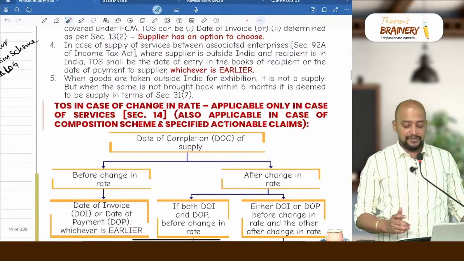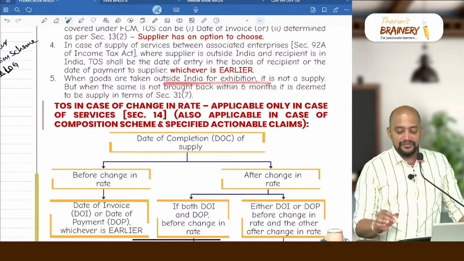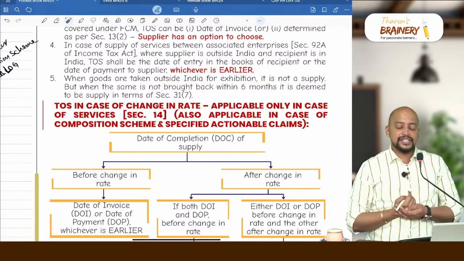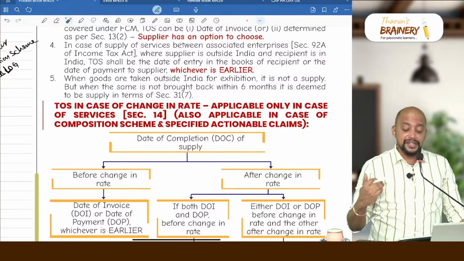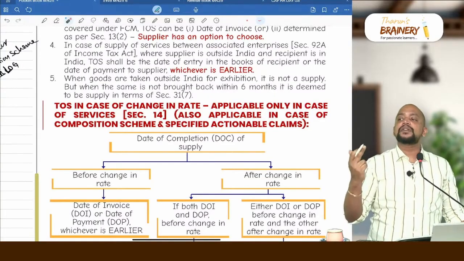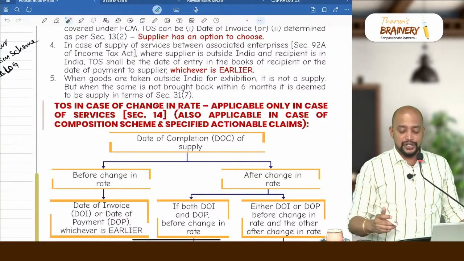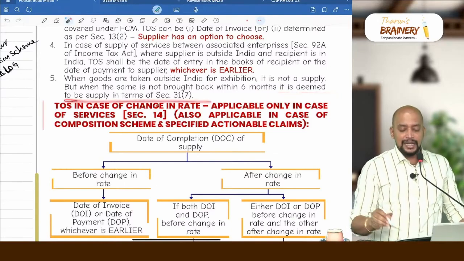Then point number 5, when the goods are taken outside India for exhibition, is it supply or not a supply? It is not a supply. But when the same is not brought back within 6 months, then this deeming fiction, sale on approval, will come into picture. So it will be deemed to be supply.